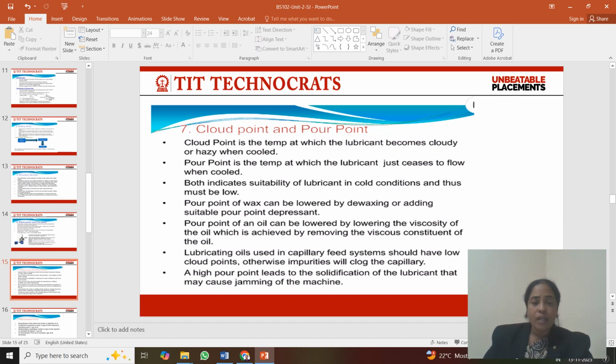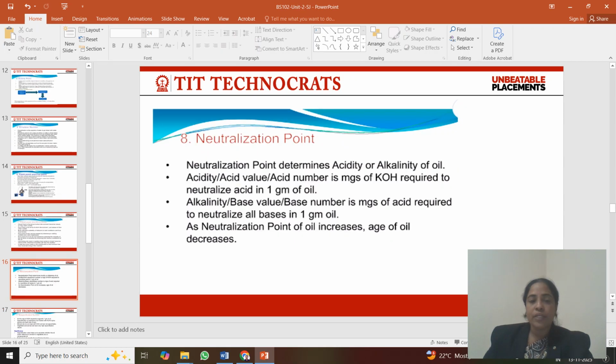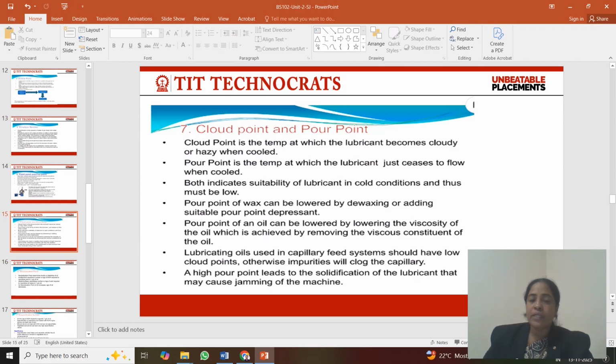Okay. Lubricating oils used in capillary feed systems should have a low cloud point, otherwise impurities will clog the capillary, and a high pour point leads to the solidification of lubricant that may cause jamming of the machine.